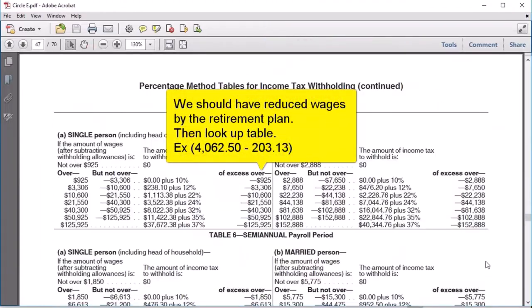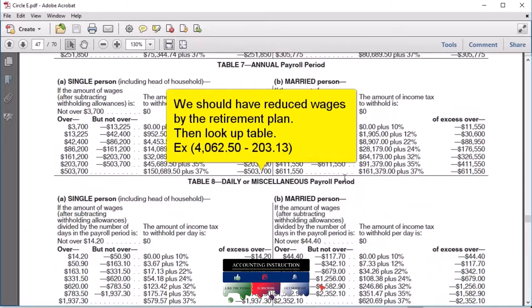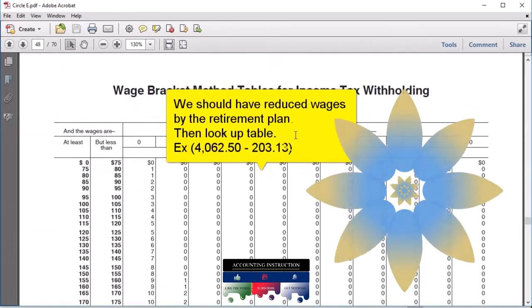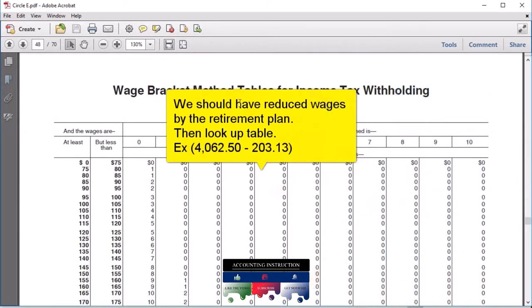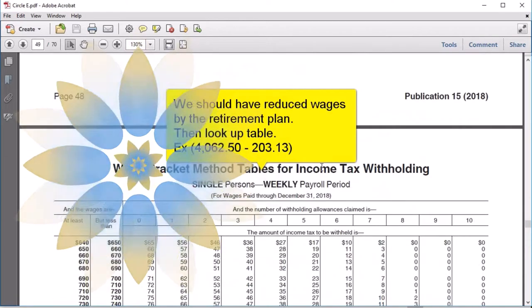And so there are going to be two types of tables. One's going to be the percentage method. That's the more complex table. We want to use, if possible, just the table method. So we're going to be down here. Now, when we look at the tables, we have to see that we get in the right pay period. This is a weekly pay period, or monthly. So we're going to scroll down until we get to the monthly pay periods.